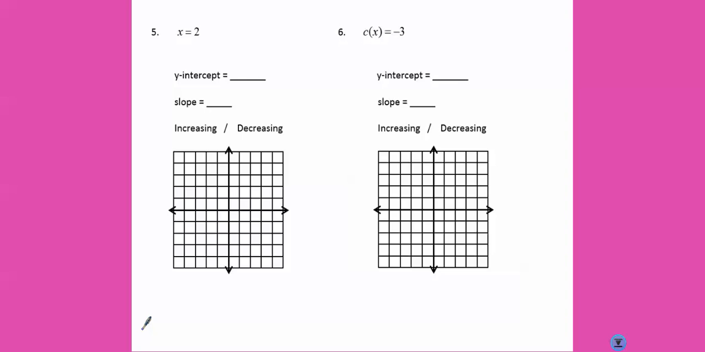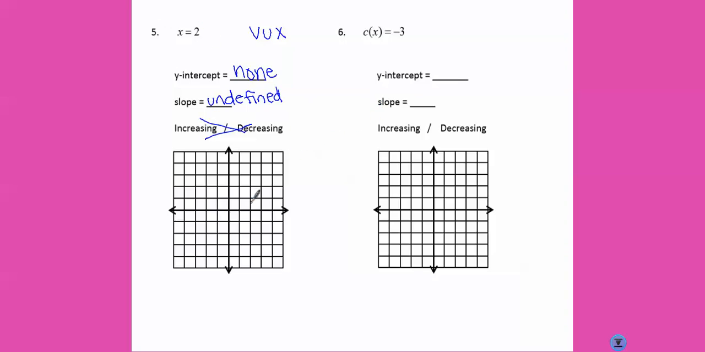And our last two examples. We have x equals 2. We don't even have a y in this equation, which means there is not a y-intercept. If it's x equals, we want to think of the word flux. Vertical lines, undefined slope, x equals. So the slope for this would be undefined. It is neither increasing or decreasing because it's straight up and down.